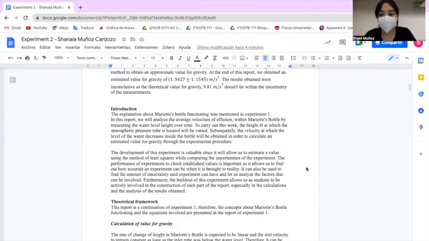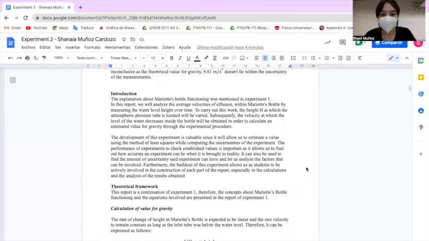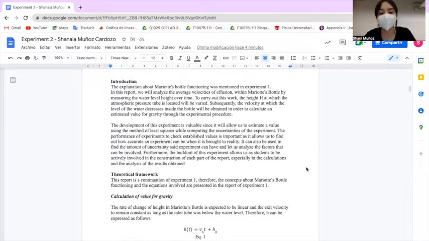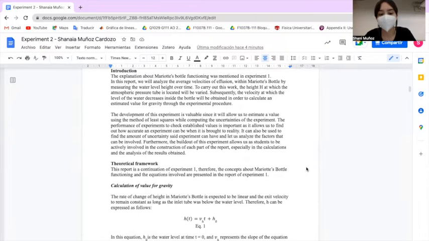In this experiment, we reference our experiment number 1, in which we explain Marriott's bottle functions. In this report, as we said, we will analyze the average velocities of fusion within Marriott's bottle by measuring the water level height over time. To carry out this work, the height h at which the atmospheric pressure tube is located will be varied. Subsequently, the velocity at which the level of water decreases inside the bottle will be obtained in order to calculate an estimated value for gravity through the experimental procedure.